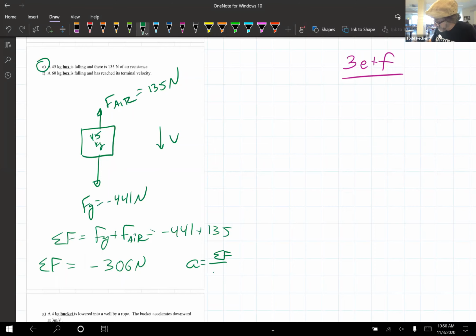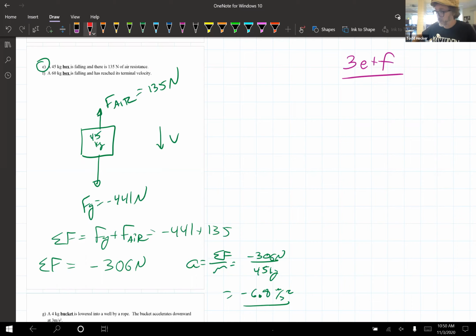Net force over mass, negative 306 newtons, pulling a 45 kilogram thing down, divided by 45. Gives you negative 6.8 meters per second squared. Cool. So notice it is accelerating downwards, not as quickly as it would be if there was no air resistance, right? It's only negative 6.8 instead of negative 9.8, right? And notice that it's going to speed up, all right?